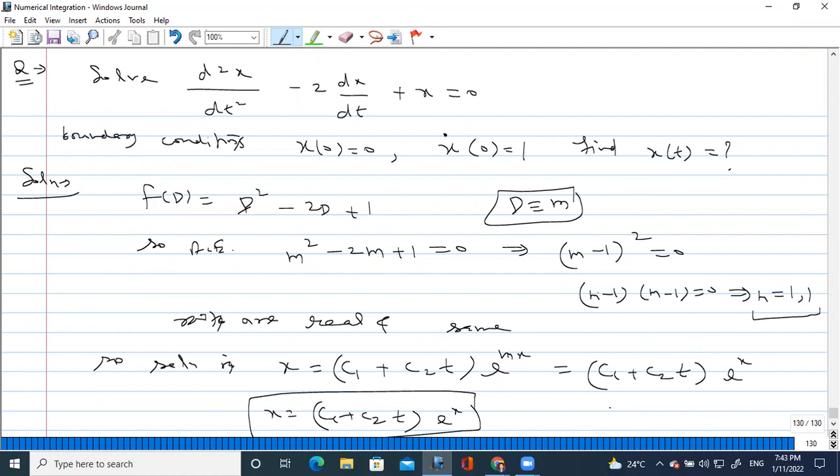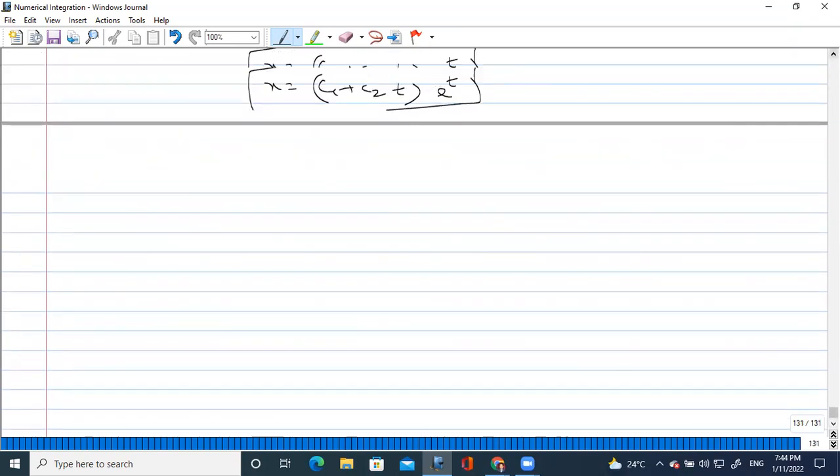Now you have to apply the boundary condition. Note down it. So it is e to the power mt, right? Yes. Done? Yes, sir.